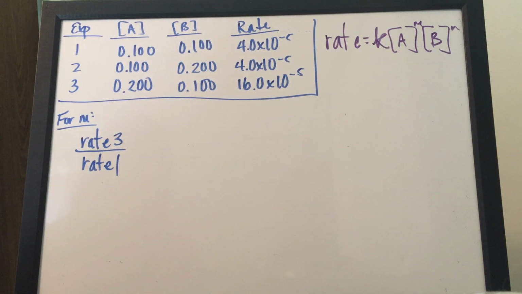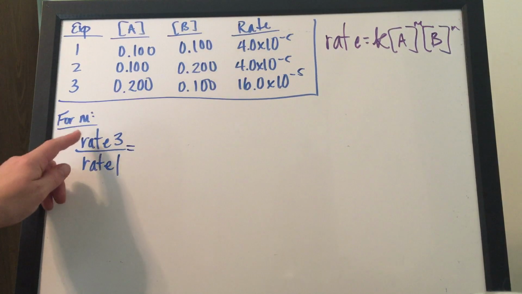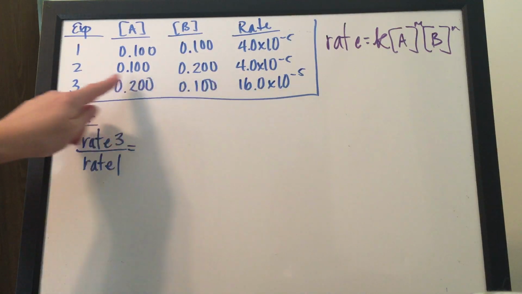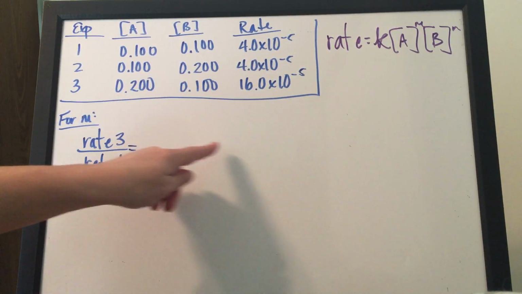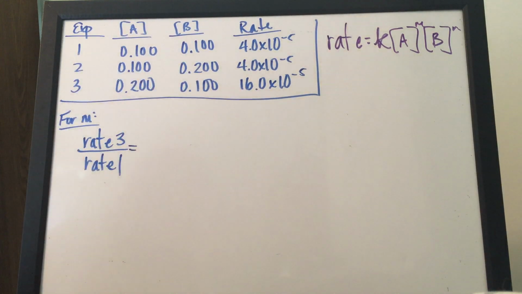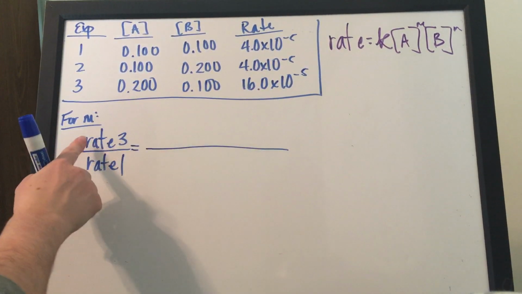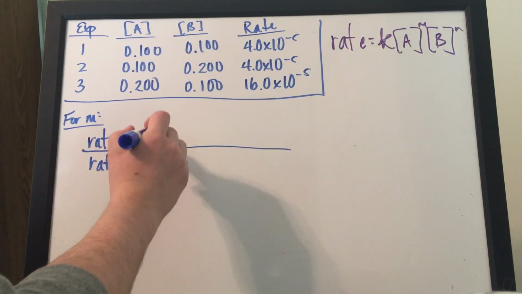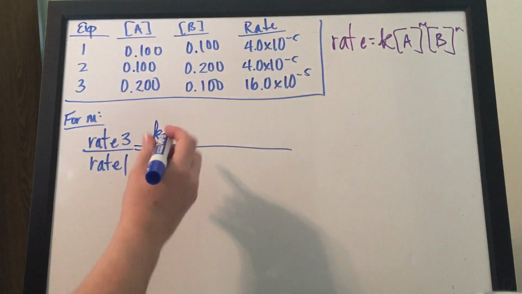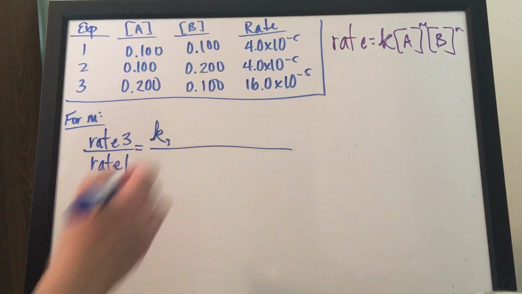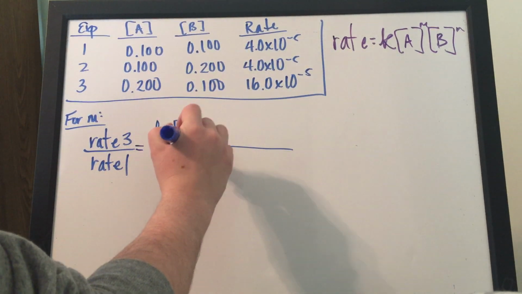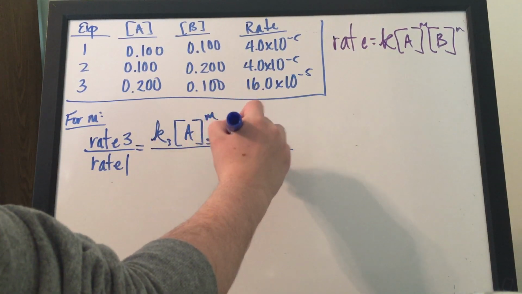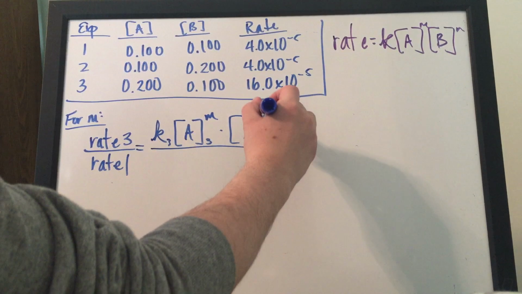Now what we're going to do is write a rate law for the data from the third experiment divided by a rate law for the first experiment. So let's just focus on the rate law for the third experiment. Rate 3 is equal to k, from experiment 3, so you can label it if you want to, times the concentration of A from experiment 3 raised to the m, times the concentration of B from experiment 3 raised to the n.